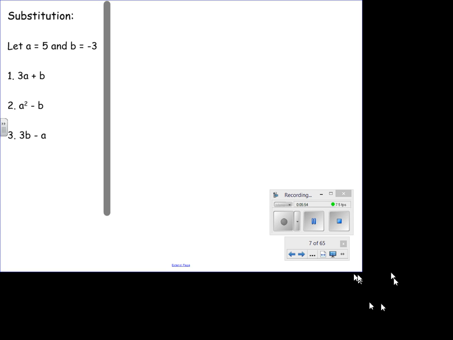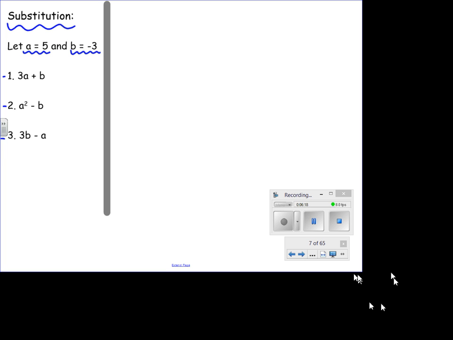And last but not least, we're going to take a look at substitution. So now that we know what an algebraic expression is, what are some of the things that we can do with an algebraic expression? So I've given you guys 3 algebraic expressions here. And we are going to substitute values. So every time you see an A, we're going to put a 5 there. And every time you see a B, we're going to put a -3 there.